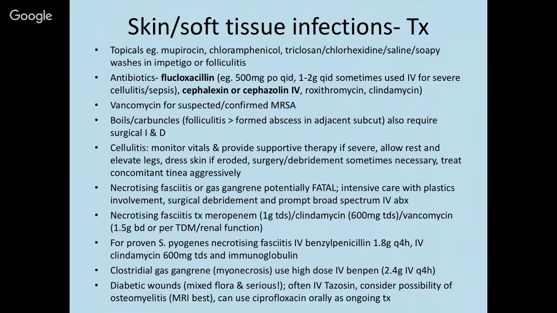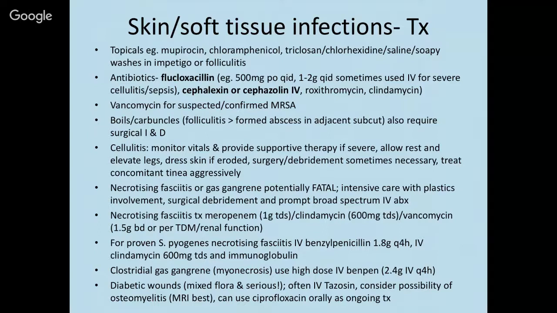So they get empirical treatment: meropenem, clindamycin, and vancomycin, which is really hardcore broad spectrum, but that's what's recommended for necrotizing fasciitis. And then if you find that it is group A strep necrotizing fasciitis, then you can give benpen because it's directed, plus clindamycin. Clindamycin may work on the toxin, I think, and sometimes you give immunoglobulin for the toxin as well.